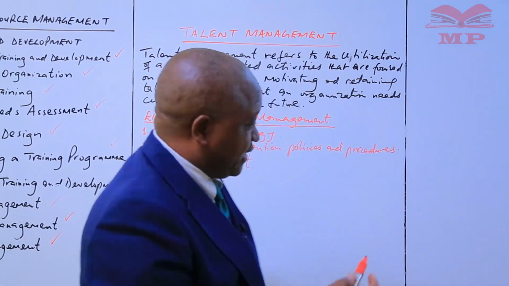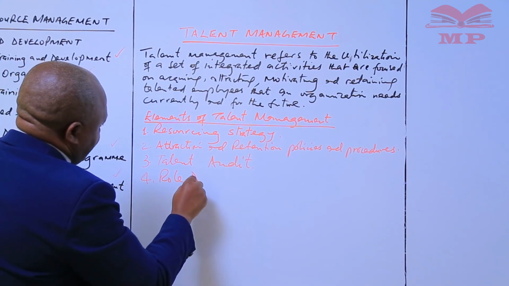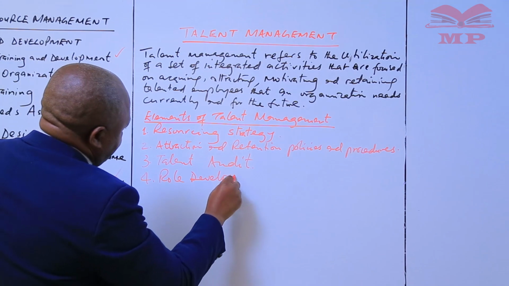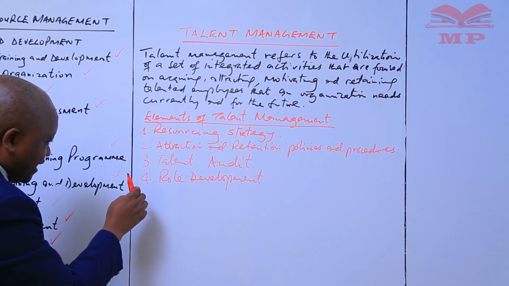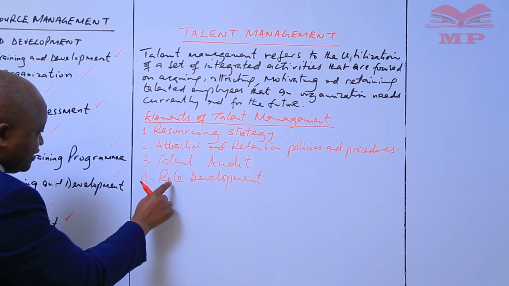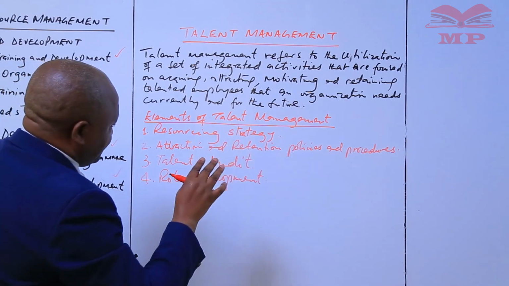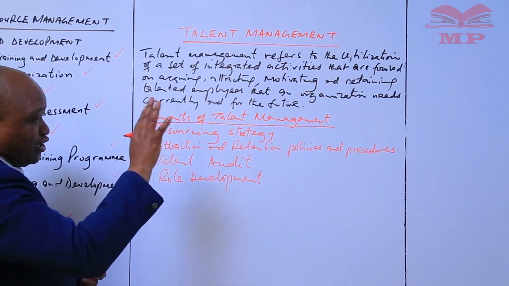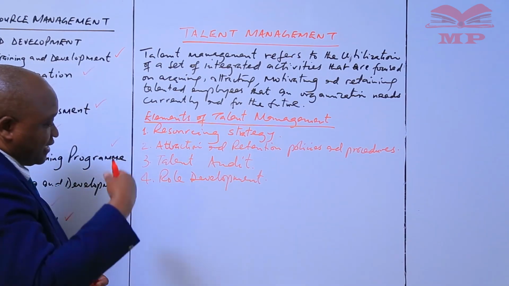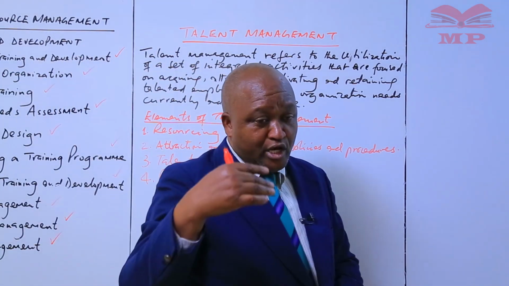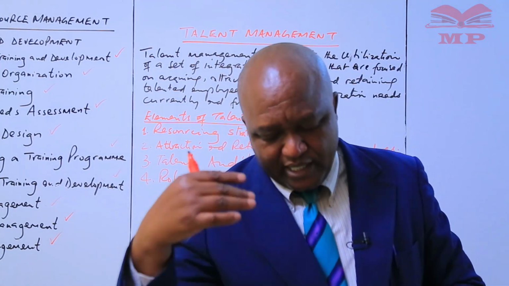Then there is the element of role development. An organization has to come up with roles, and these roles are supposed to be developed and people put in those particular roles. So you model a role, you develop workers, and those workers are modeled on those roles to achieve particular targets set by that organization.